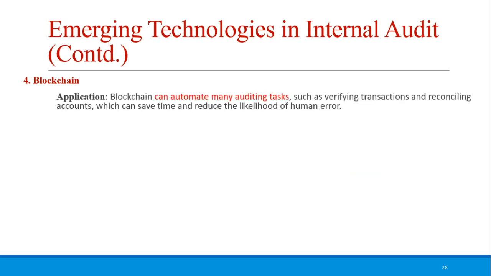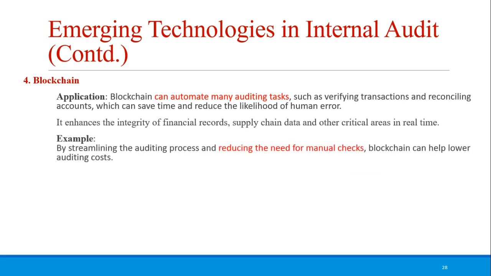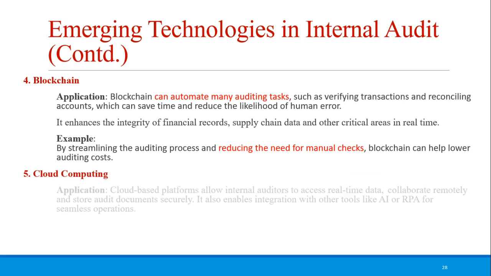Then this blockchain technology is for automating auditing tasks. This blockchain is reducing the need for manual checks. So supply chain data, financial records, integrity of the records, critical areas, reconciling accounts, all that the blockchain technology is now able to do. That reduces the auditing cost also.